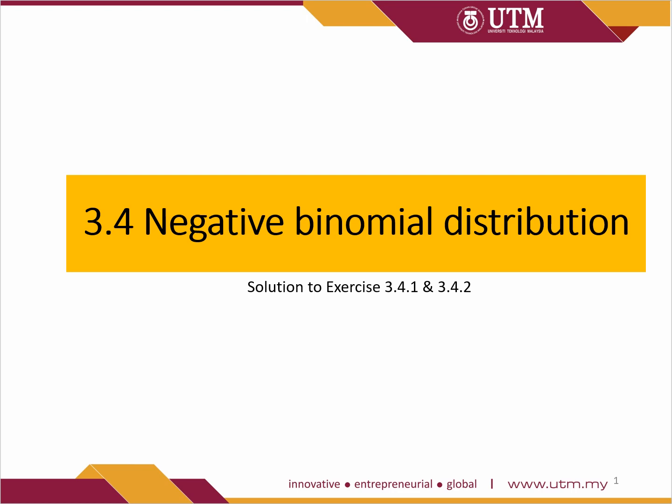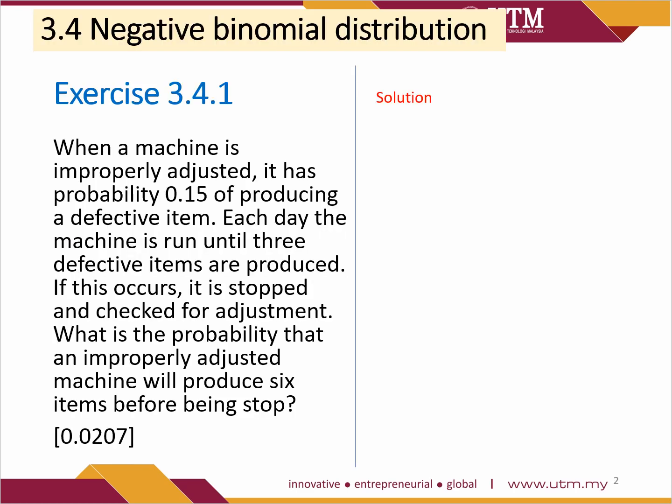This video will discuss the solution to exercises 3.4.1 and 3.4.2. So how do we solve exercise 3.4.1? When a machine is improperly adjusted, it has probability 0.15 of producing a defective item.